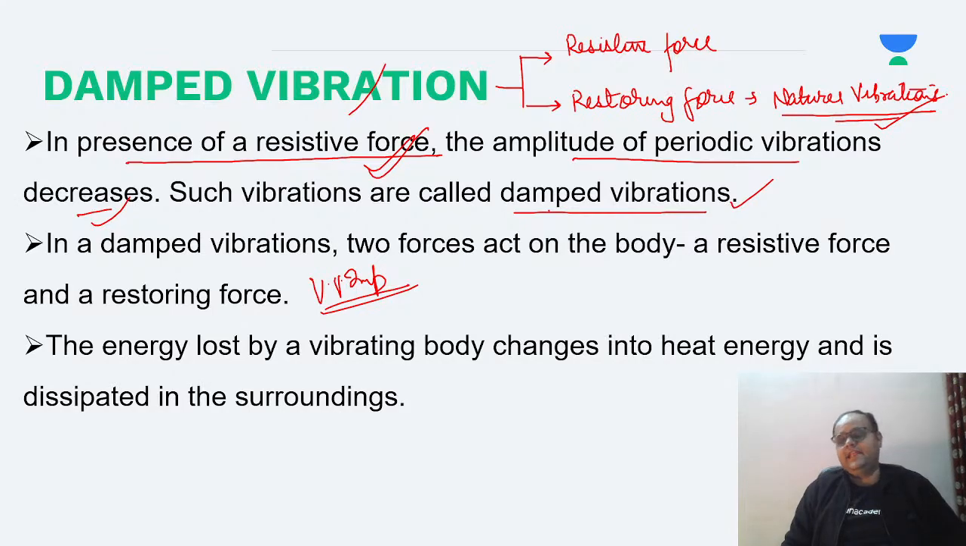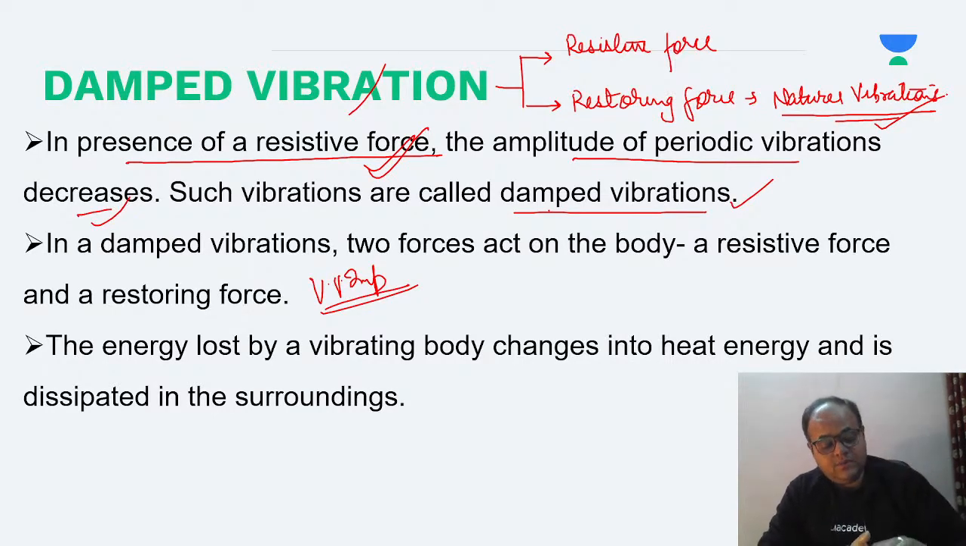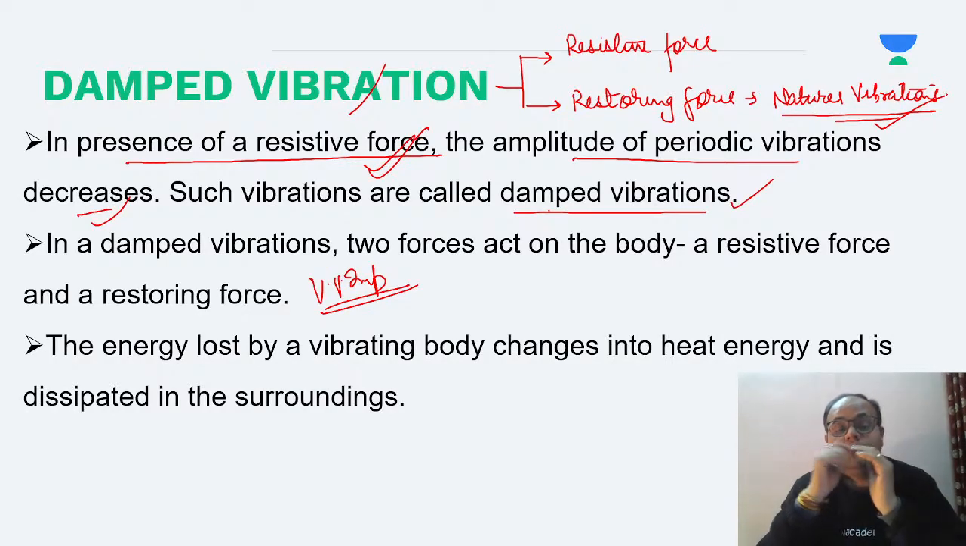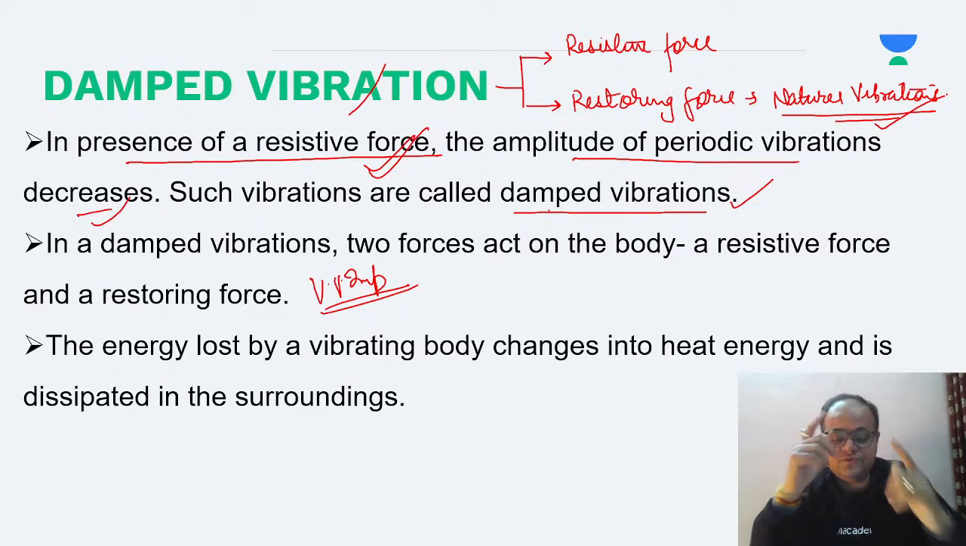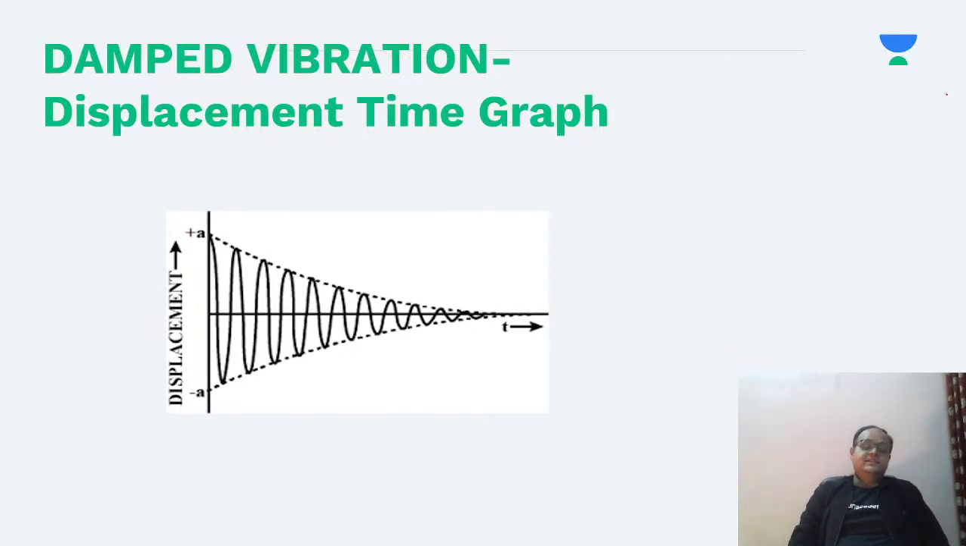Fine. Now tell me, if a body is moving and it is continuously acted upon by an opposing force, what will happen to the energy of the body? Will it be the same? Will it keep on decreasing? How will it change? See, the body was moving and it was continuously acted upon by a resistive force. And what does this resistive force do? It decreases the amplitude. So how will the graph look? The graph should definitely look like this, right?